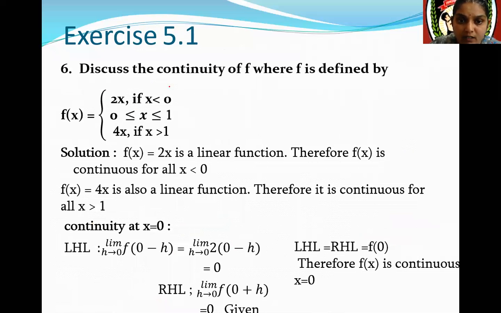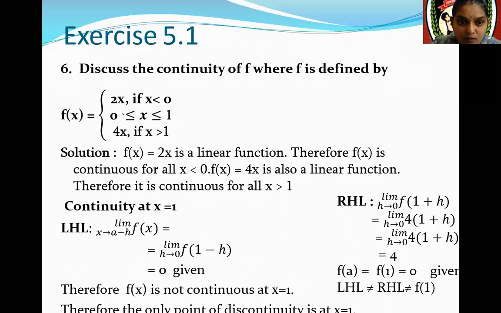Discuss the continuity of the function f where f is defined by the following. Here also our function is defined by 3 different functions, and the interval is broken as x less than 0, x lying between 0 and 1, and x greater than 1. Here also f of x is 2x. 2x is a linear function. You know every polynomial function is continuous.